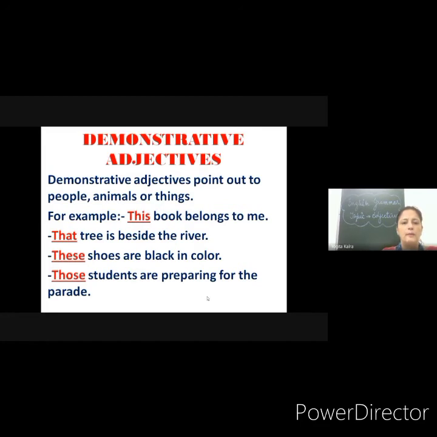These shoes are black in color. Now here the word these is used just before the noun shoes. So it is termed a demonstrative adjective. Those students are preparing for the parade. Likewise, the word those is termed the demonstrative adjective for the noun students. Now children, I hope demonstrative adjectives are easy and easily understood by all of you.